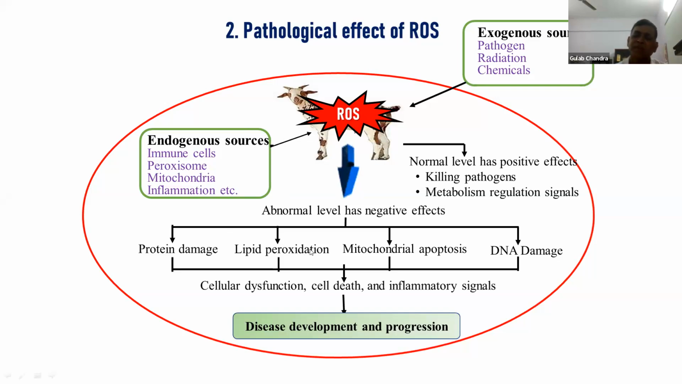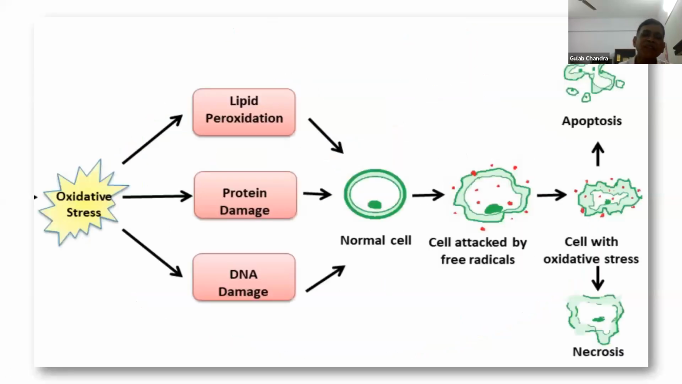Therefore, these lipids are very vulnerable to free radicals. They degrade not only proteins and lipids, but also the mitochondrial DNA and cell DNA. All these factors cause cell death and eventually cause disease development, either metabolic or infectious diseases, in goats. This is oxidative stress.